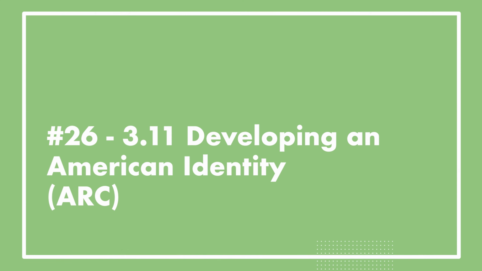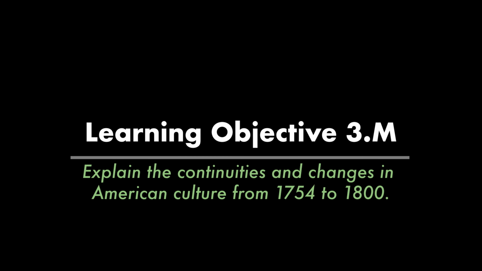Welcome to lecture number 26. This is topic 3.11, Developing an American Identity. The theme is American and Regional Culture. The learning objective says explain the continuities and changes in American culture from 1754 to 1800.